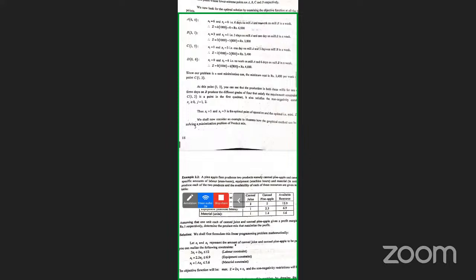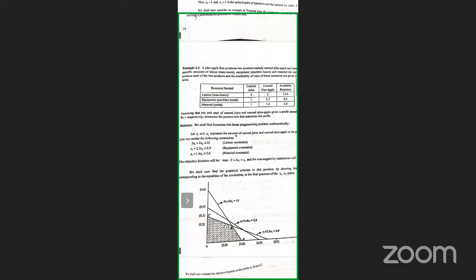Example 2.2. The previous example had greater than or equal to constraints. Here it is the less than or equal to case. So let x1, x2 represent. This is the given question. A pineapple farm produces two products, namely juice and pineapple. Here data is given.